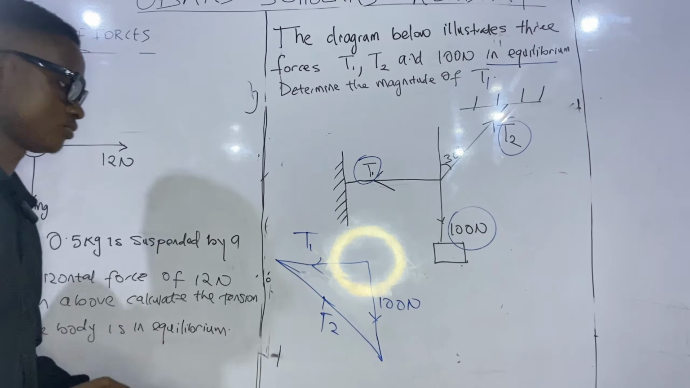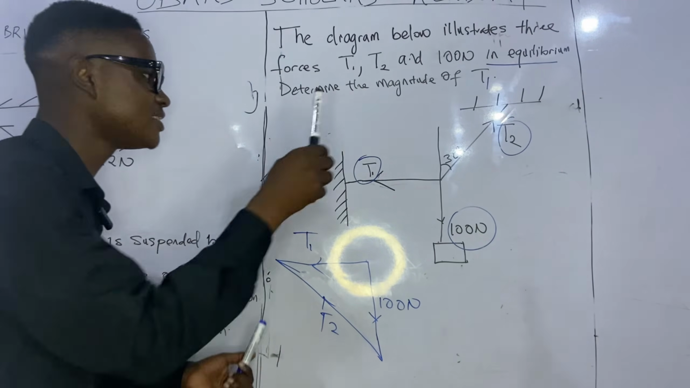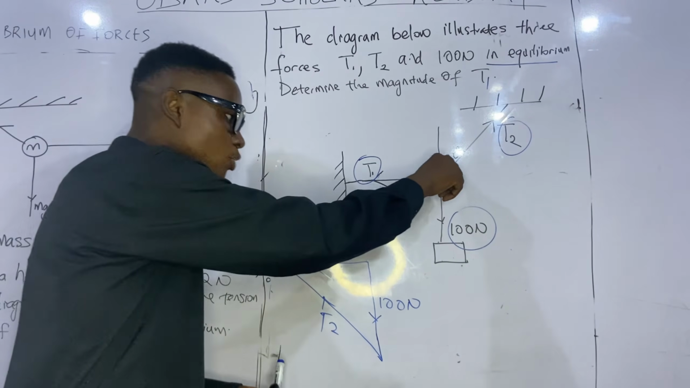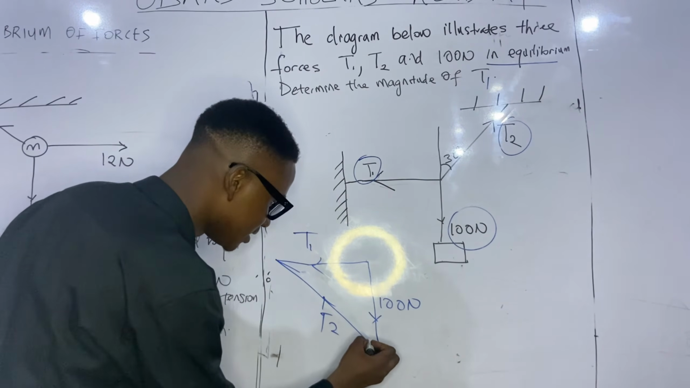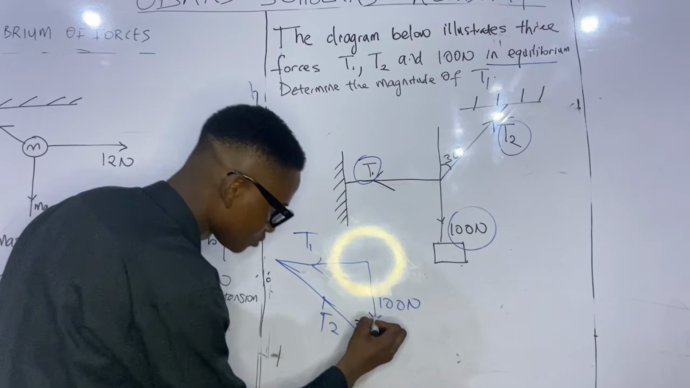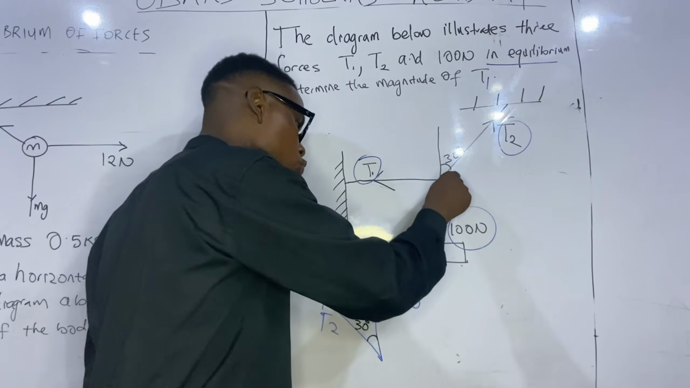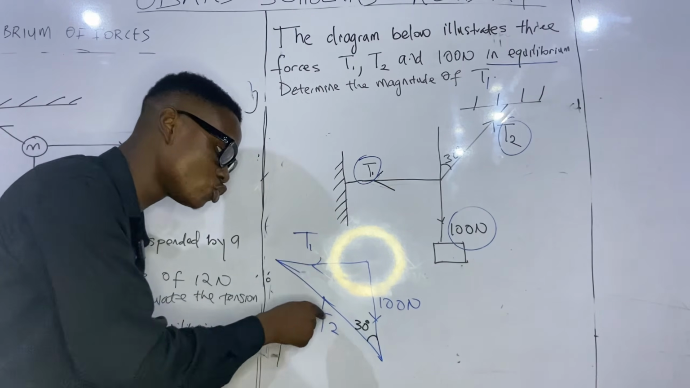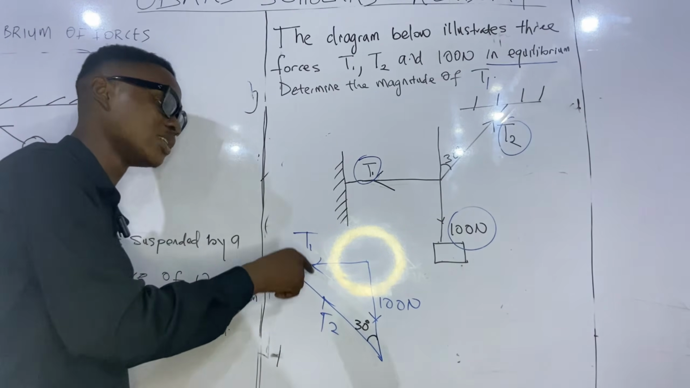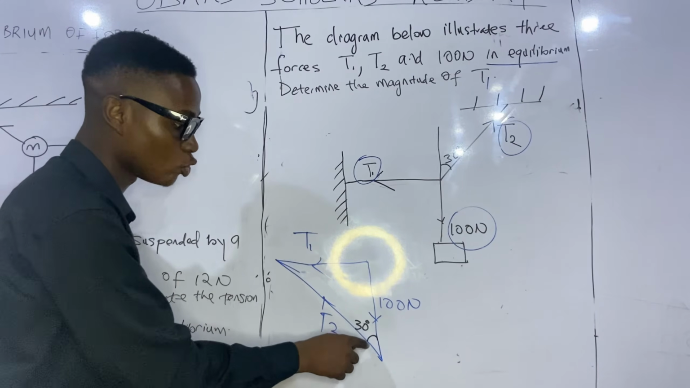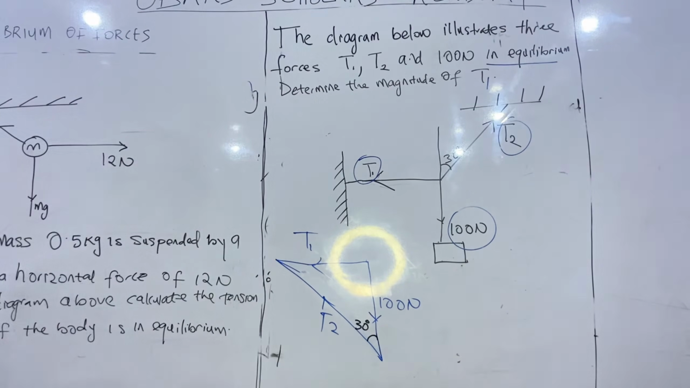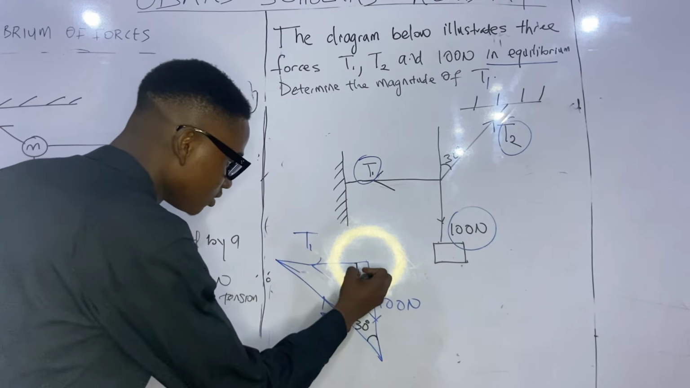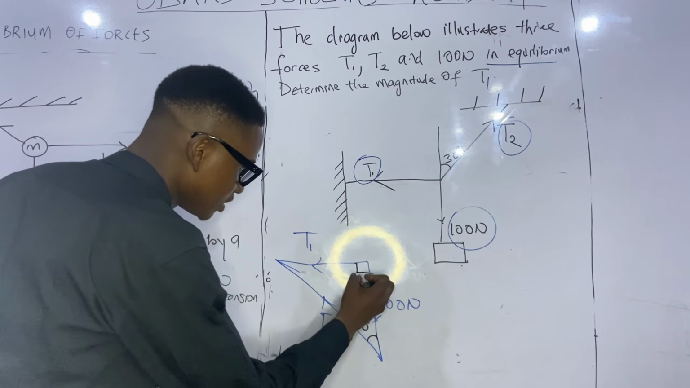And this is T2. Remember, this T2 makes this angle with the vertical. So this angle 30 will be here, because it is making this angle with the vertical. If I put the 30 here, that means I'm saying T2 is making this angle with the horizontal, but that's wrong. T2 here is making the angle with the vertical. So of course, in this right angle triangle, this here will be 90.